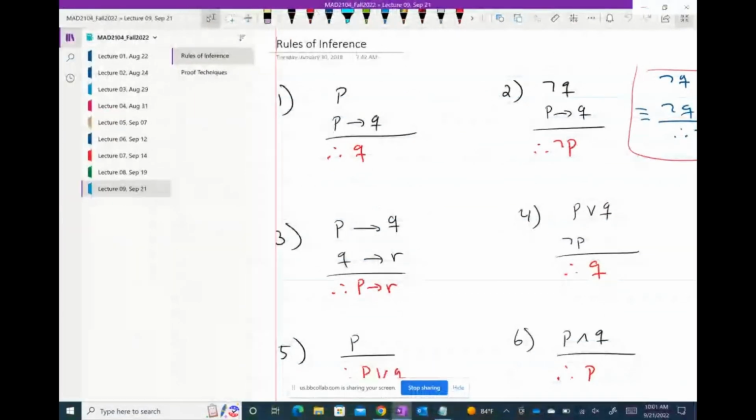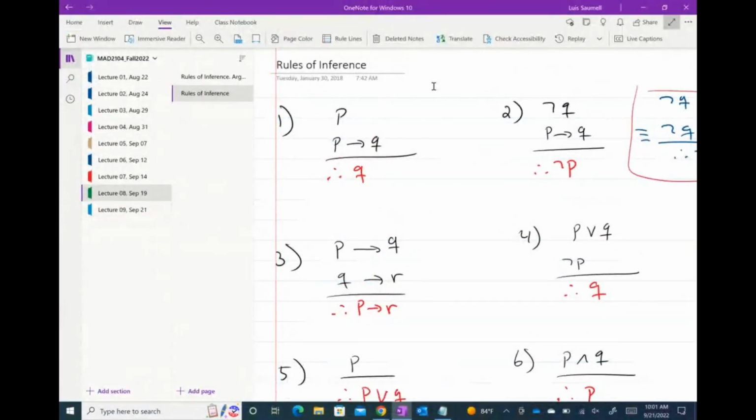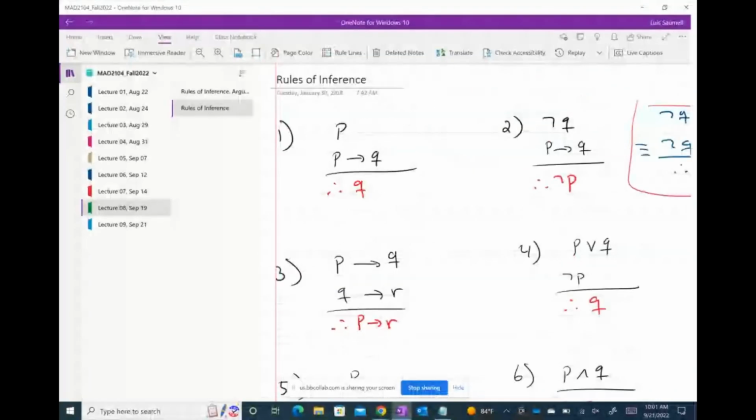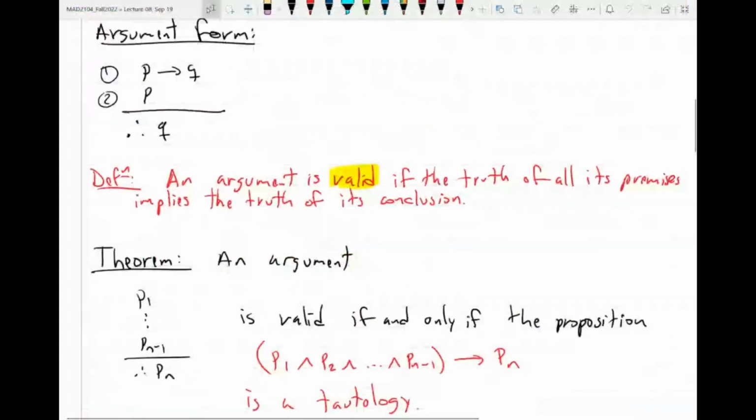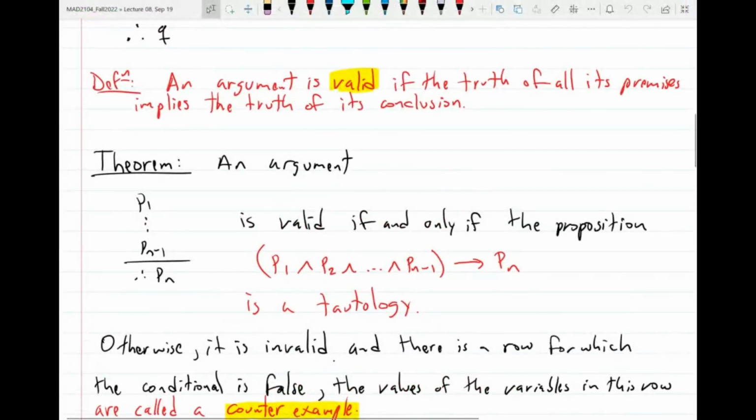So let me just remind you, remember, an argument is just a sequence of propositions, and then what did it mean for an argument to be valid? The last proposition we call the conclusion. The first propositions are called the premises, and you never question the validity of the premises. Given that the premises are true, can you deduce that the conclusion is true? If that's the case, your argument is valid. Otherwise, it's not valid. Okay?